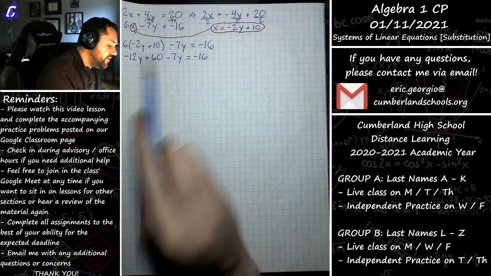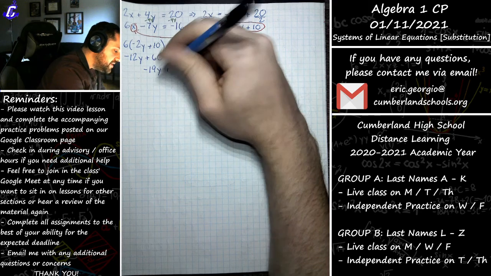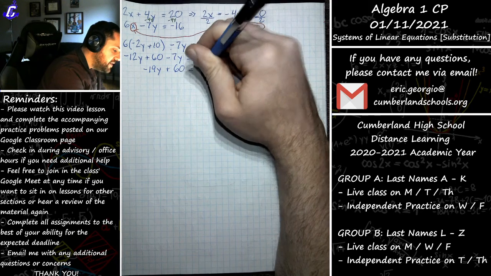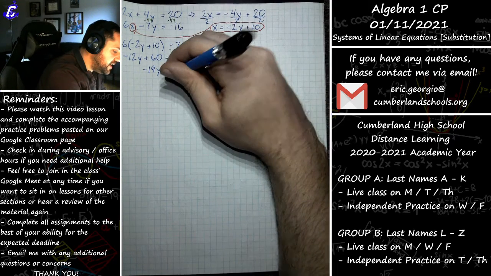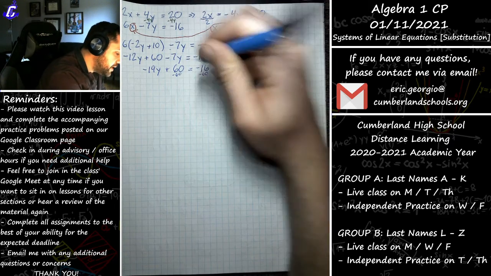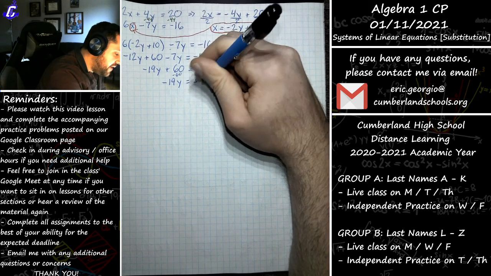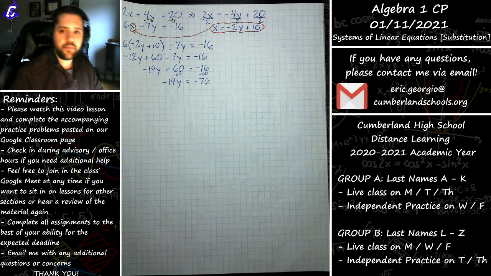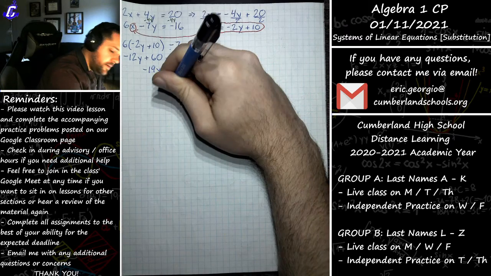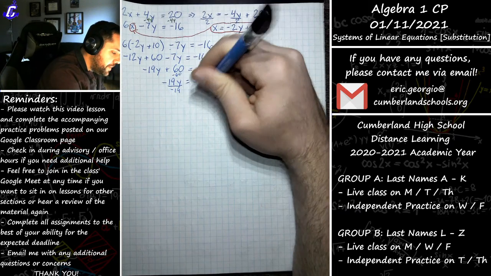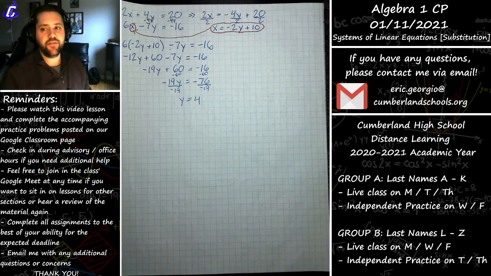Combining like terms here, negative 12y minus 7y is going to be negative 19y plus 60 is equal to negative 16. To get y by itself, we can subtract 60 on both sides. We would get negative 19y is equal to negative 76. And then a little bit of mental math here, dividing both sides by negative 19. We would get that y is equal to 4. Negative 76 divided by negative 19.